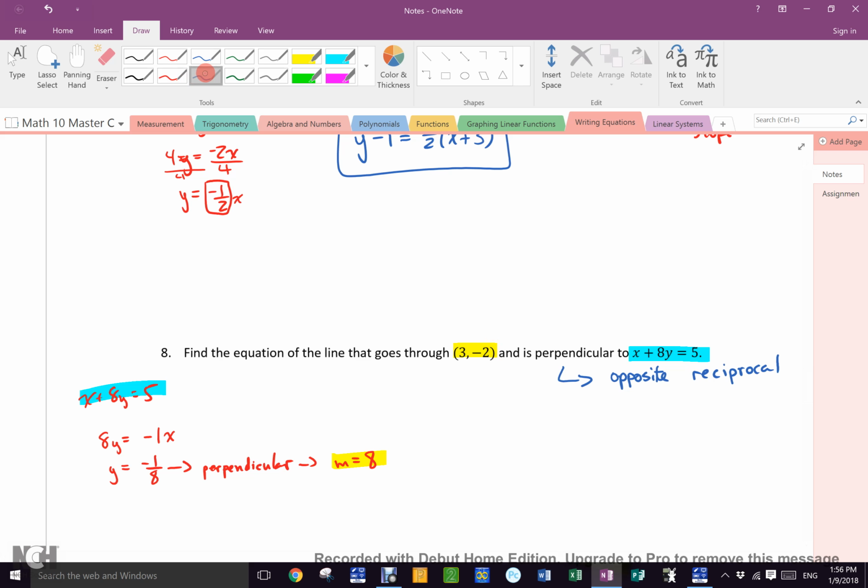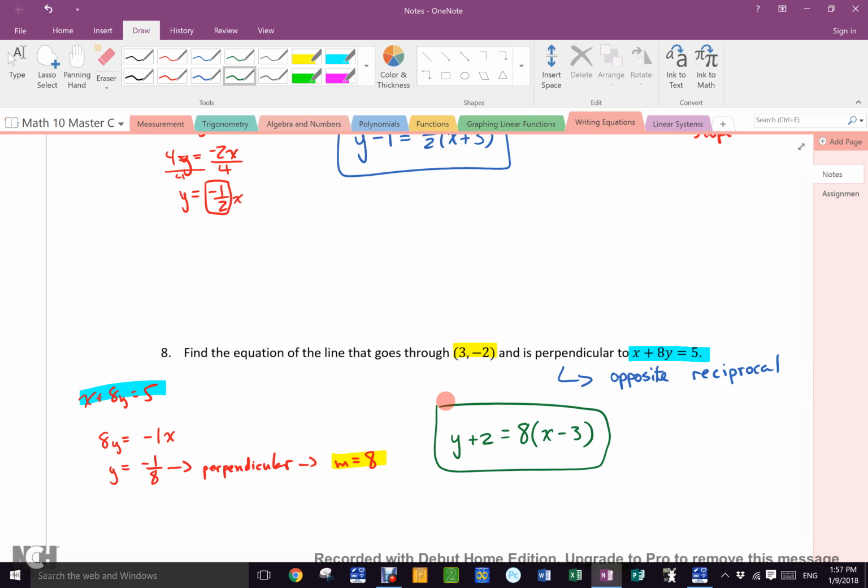So let's give it an equation. What would it be? Y, yeah, we're doing point slope because we've got a slope and a point, right? So it's y plus 2, because it's minus minus 2, equals 8 times x plus 3, minus 3. And now that one's done. Is everybody cool?